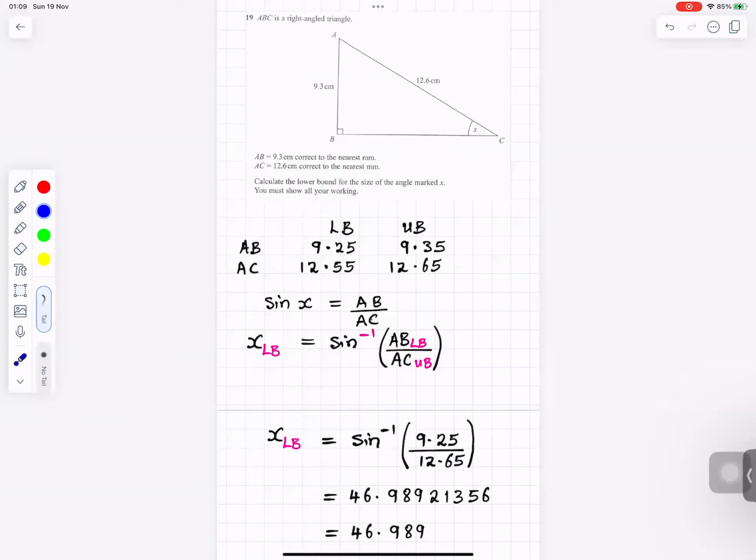So sine is opposite over hypotenuse, which is AB over AC. So we want the lower bound of the angle. What we want to do is use the lower bound of AB, and the upper bound of AC. So the inverse sine of 9.25 divided by 12.65 will give you 46.989.